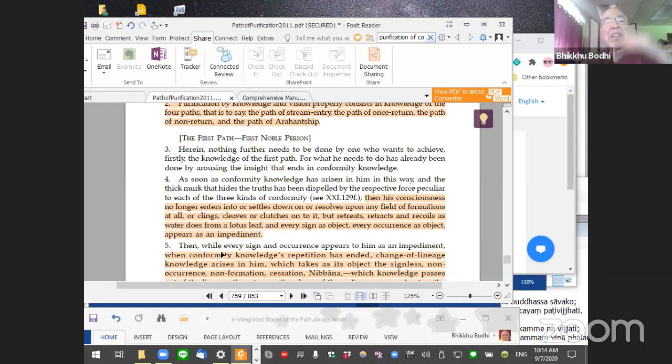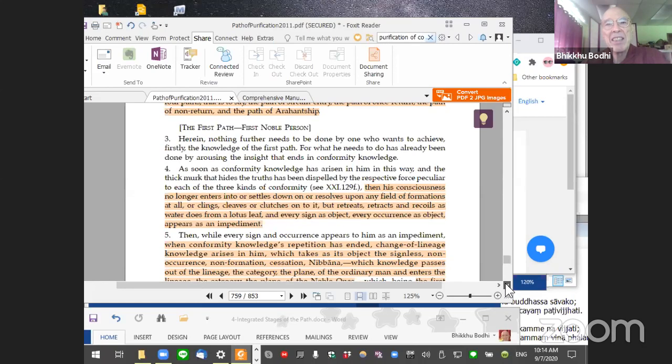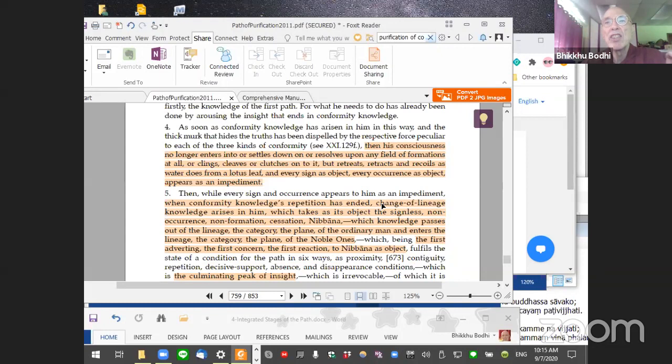Okay, then when this sequence of chittas that make up conformity knowledge, preparation, access, and conformity itself has ended, then change of lineage knowledge arises. And this knowledge takes as its object the signless, unformed, or unconditioned cessation, Nibbana. And so that knowledge passes out of the lineage, the plane of the ordinary, deluded, worldly person, and is about to enter the lineage, the category, the plane of the noble ones. And so this is the first turning to Nibbana as object.